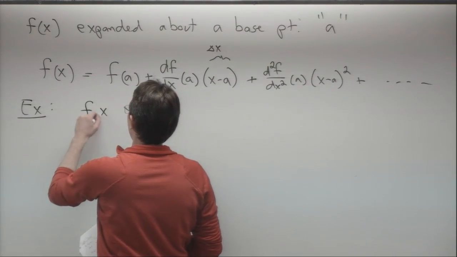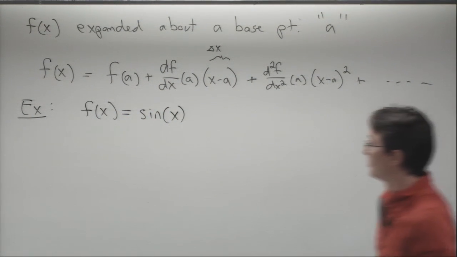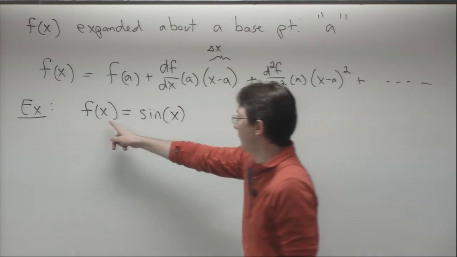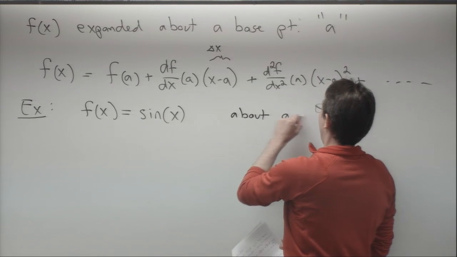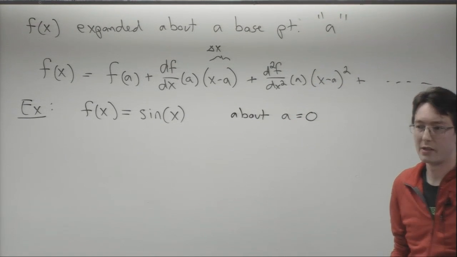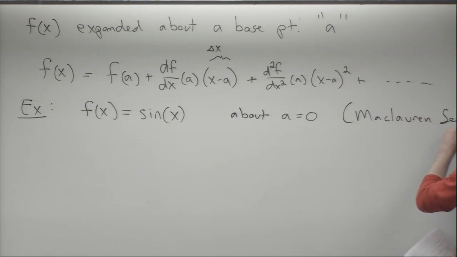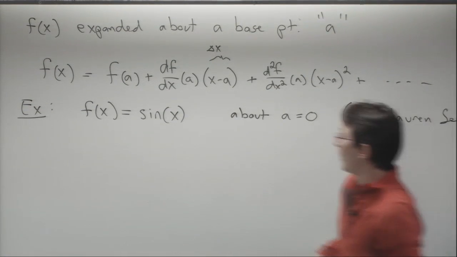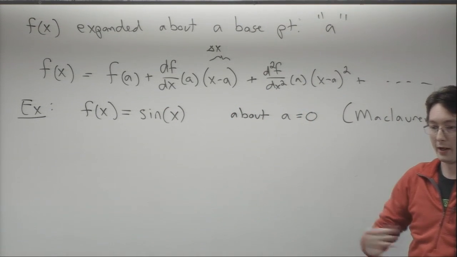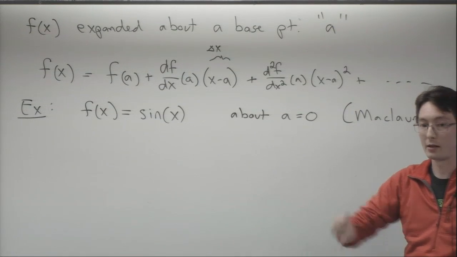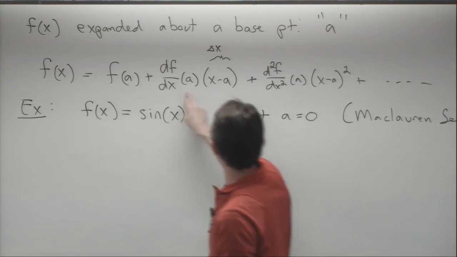Our first example is f of x equals sine of x, and we're going to expand about a point A equals 0. This has a special name: it's called a Maclaurin series. We can essentially just apply this formula. We know that sine is super duper smooth, right? I can take the derivative of sine all day long, and I get nice clean functions that can be evaluated on the whole number line. So we're going to just do this exact same procedure.